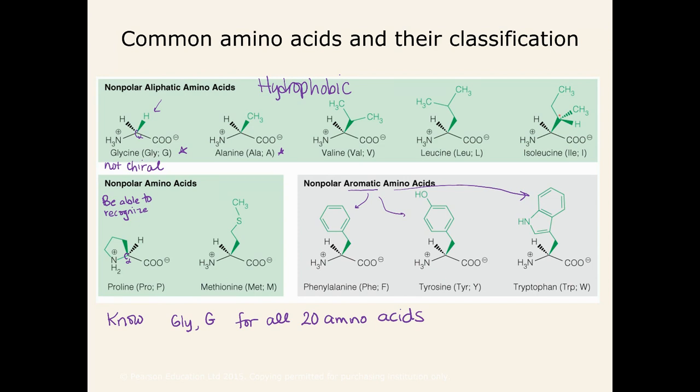Now is a good time to mention that their letter designations don't always match the first letter. So P got used up with proline, so then they went to F for phenylalanine. Tyrosine is Y, and tryptophan is W. Okay.